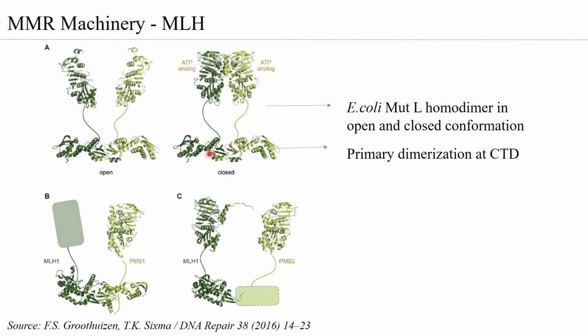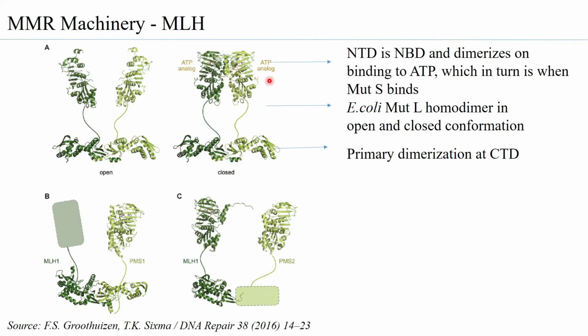Now, what is observed is that on binding of ATP to the N-terminal domain, the N-terminal domain dimerizes. This is something very important. And this happens when you have MutS binding to MutL. Therefore, an open conformation gets closed.